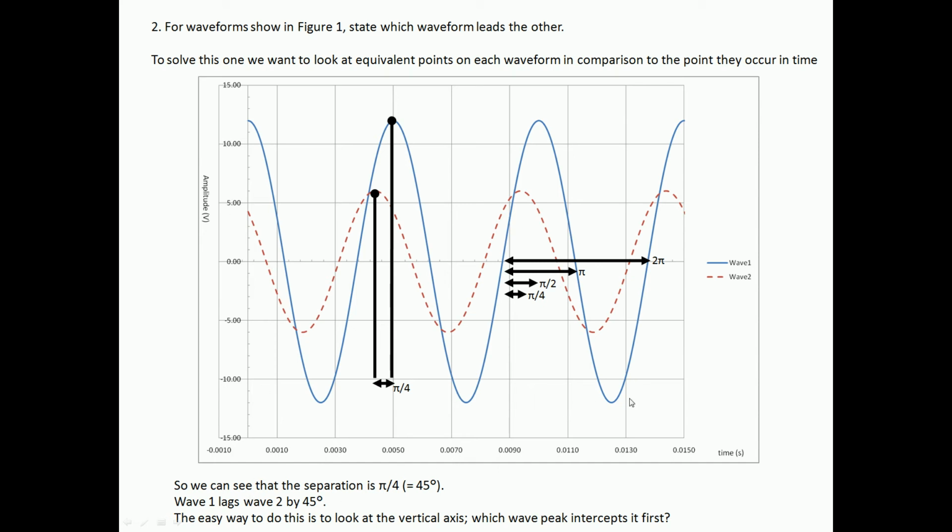So what we can say is that wave 2 leads wave 1 by our separation, which was 45 degrees, or we could say that wave 1 lags wave 2 by 45 degrees. Just getting used to this idea of leading and lagging and positive and negative phase shifts. So a leading phase shift is a positive one, and a lagging phase shift is a negative one.